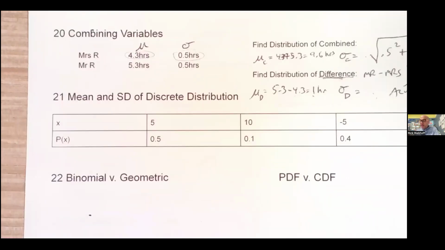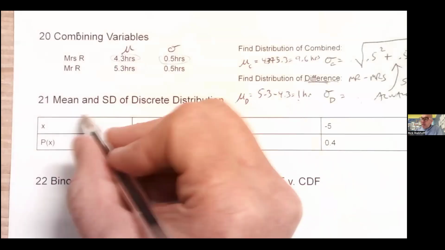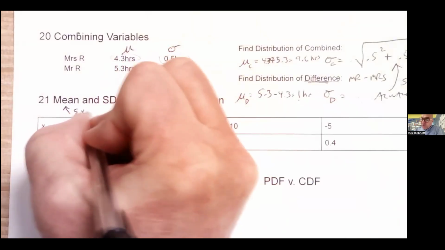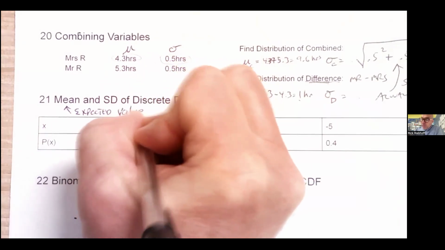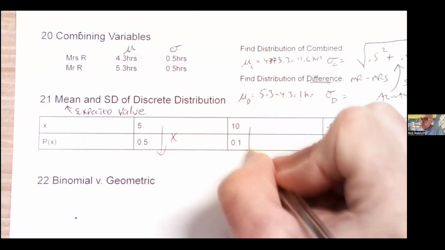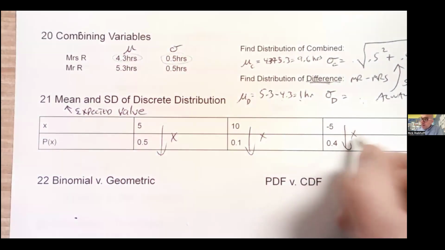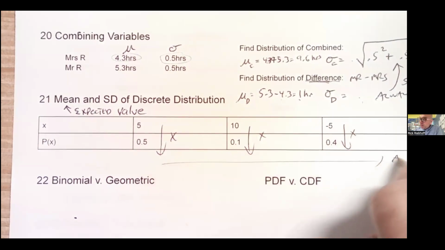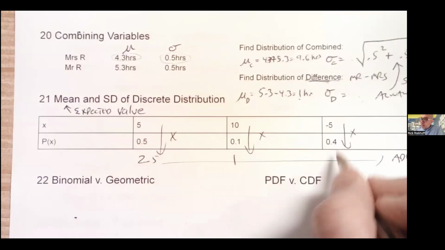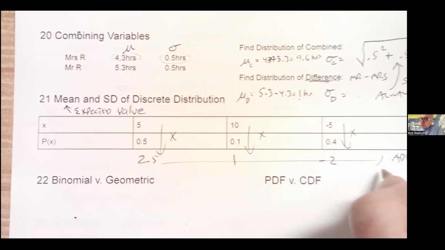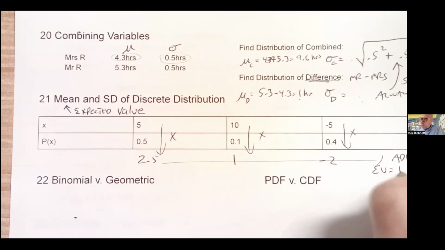All right, mean and standard deviation of a discrete distribution. We just had this on a practice one. To find the mean of it, or the expected value, they like to use that word a lot. Expected value: we multiply down, multiply down, multiply down, and then we add across. So this would be 2.5, this would be 1, this would be -2. So I think the expected value would be 1.5. Okay, whatever that means. I don't have any context here.